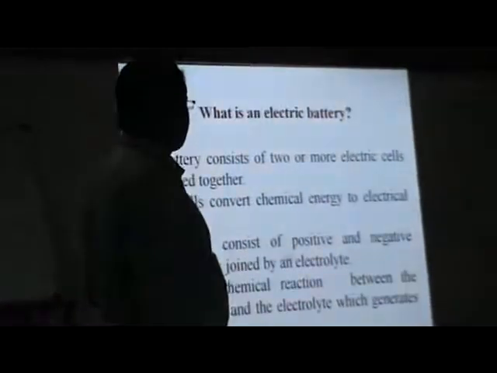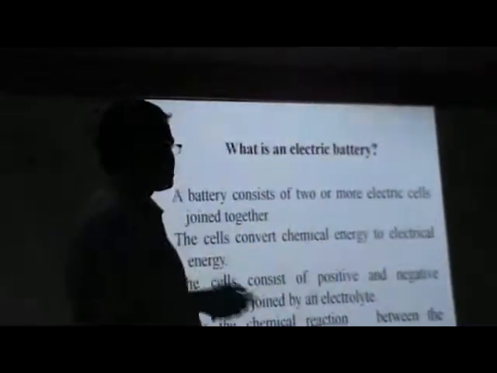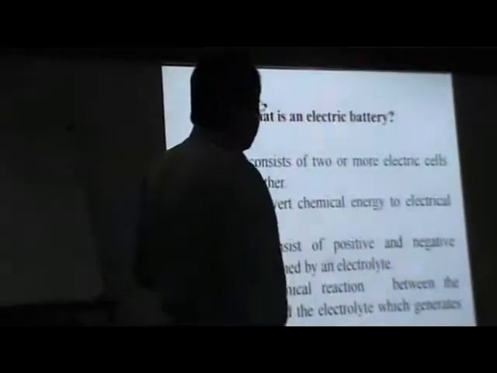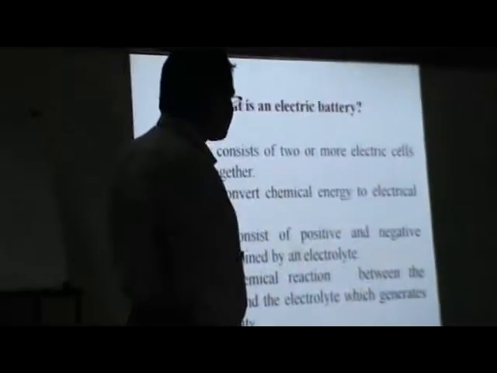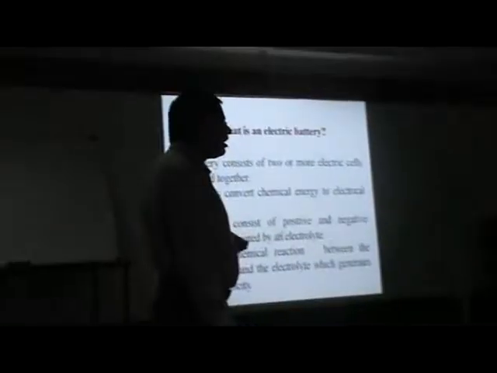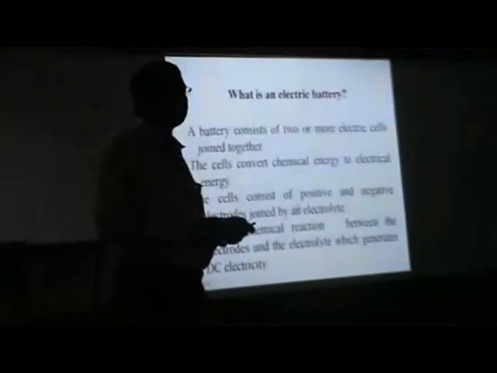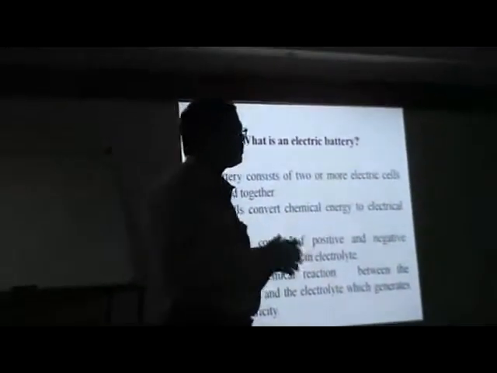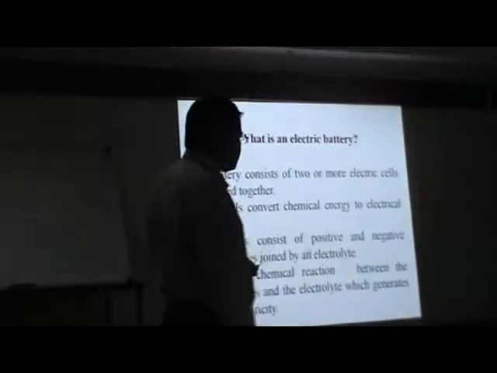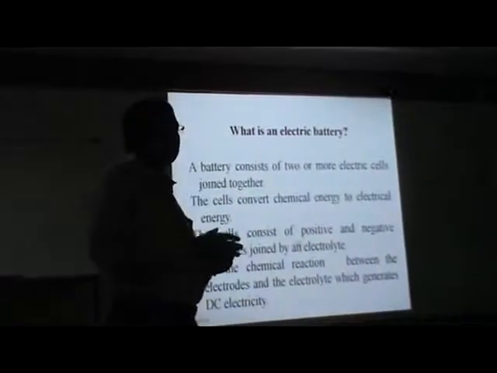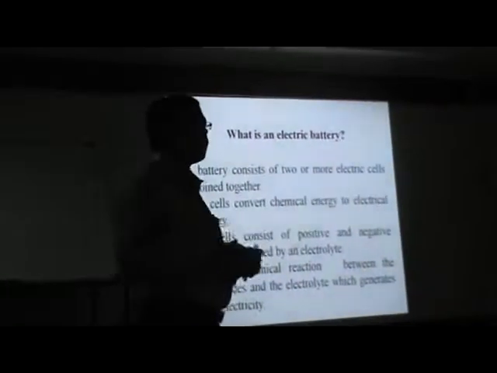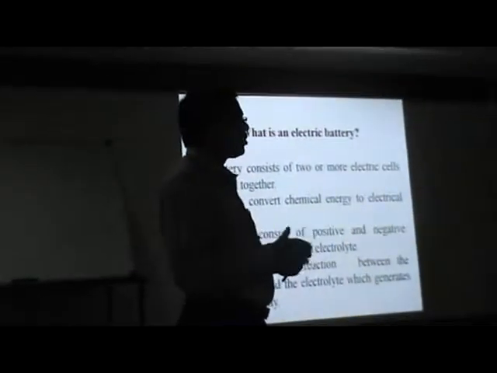First, a battery consists of two or more electric cells. You have to mention the electric cells. If you want to maintain each battery, you have cells. According to the cells, you are going to design the voltage. Cells design the battery, and the cells also determine how much output voltage that particular battery gives.